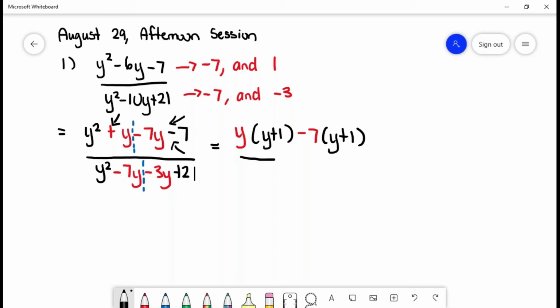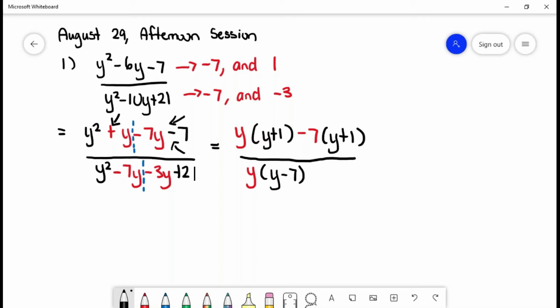Now carrying out the exact same process for our denominator. As you can see, we have 4 terms in the denominator, which I've split into 2 separate groups. The first group would be y squared minus 7y. Factoring out the common, the common would be y. So we're just going to factor that out, and now in the brackets, we have y minus 7.